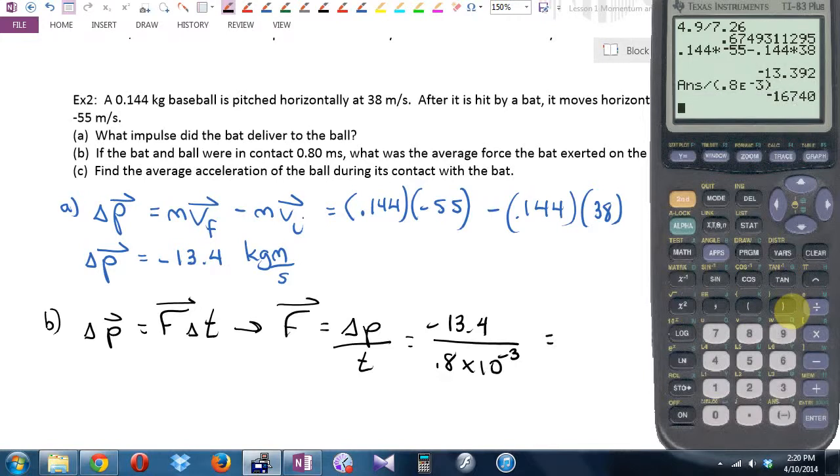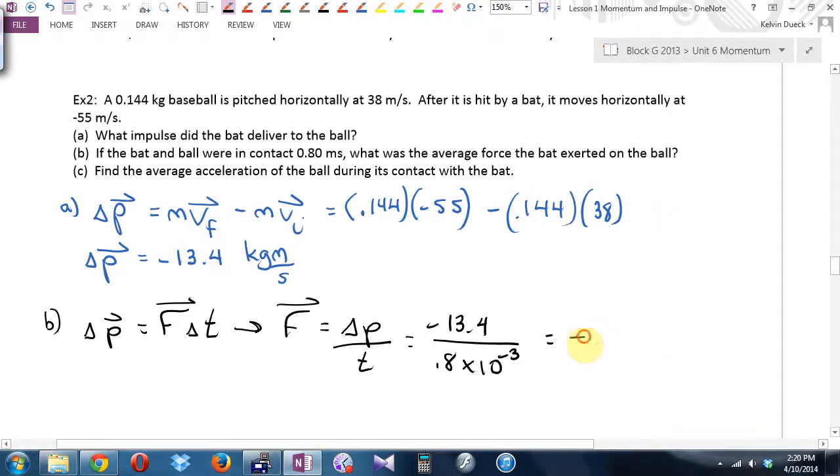How many newtons of force? Negative, because it's in the opposite direction that the ball came in at, 16,700. Is that a big force? Would you want to be hit in the head with a baseball bat? No. Would it probably do damage? Might even be fatal, depending.